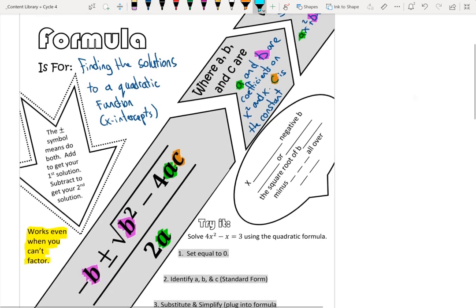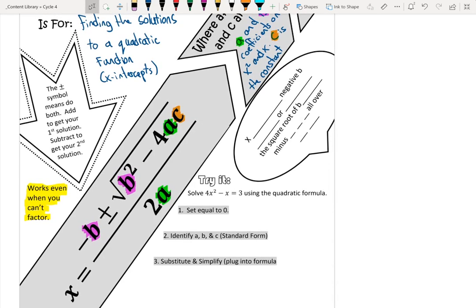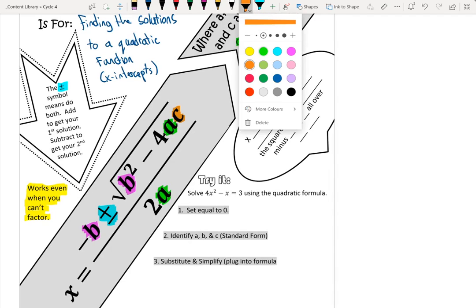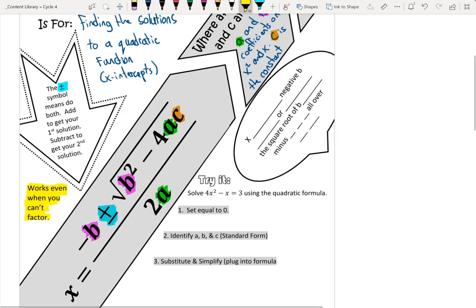One other thing that may be new, that you may not have seen in formulas before, is the plus minus symbol. What the plus minus symbol means basically is that you have to do both. You add to get your first solution, and you subtract to get your second solution. It does sound like a lot, but when we go through the examples, you'll see it's not too much extra work. That is because you may have two x-intercepts, as we know that in some cases you can have two x-intercepts for a quadratic function or a parabola.